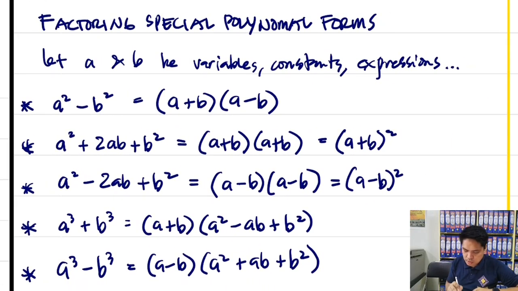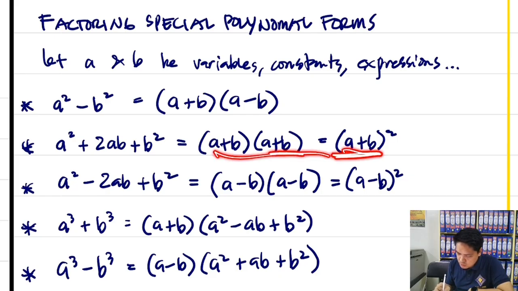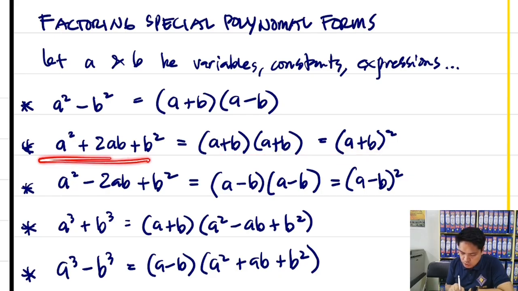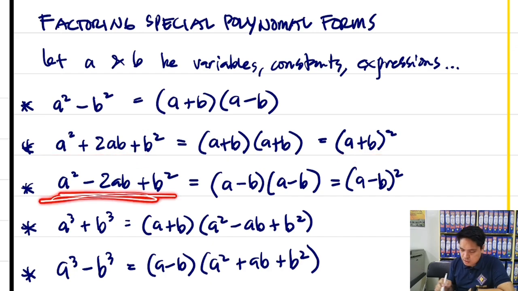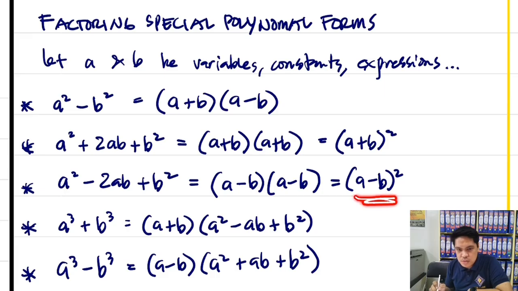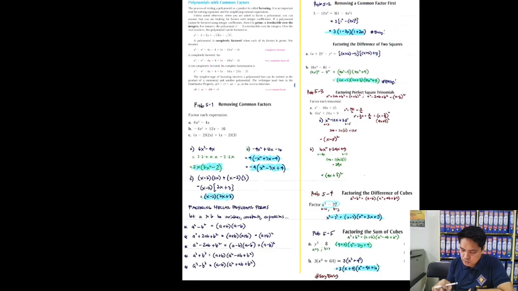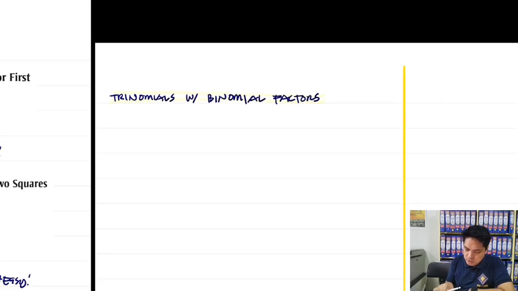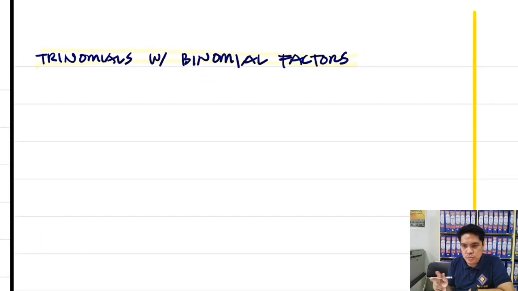So it's not in this form, which is a special product of a plus b and a minus b. It's not a perfect square trinomial like this, which is the square of a plus b, or a perfect square trinomial like this, which is the square of a minus b. And it's also not in this form and in this form. So there are some trinomials that are just a product of two unequal binomials.